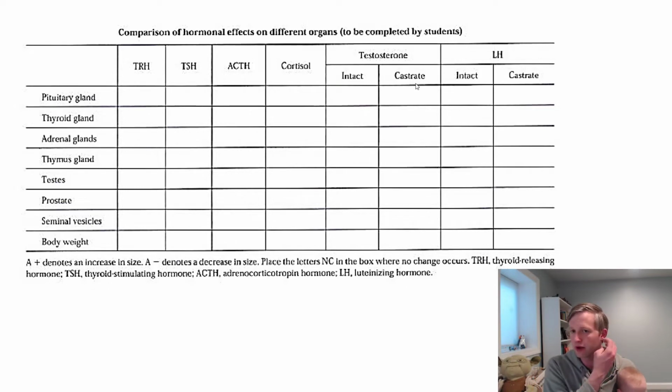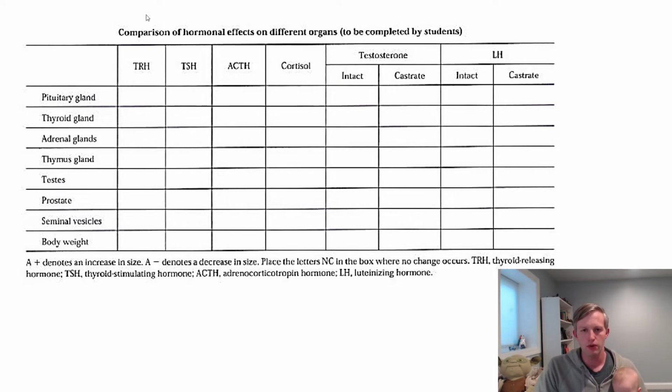So we're going to be looking at rat data from rats that are intact and rats that have been castrated, or their testes have been removed. So that may have an impact on the action of some of these hormones. And that's part of what we're going to be looking into.